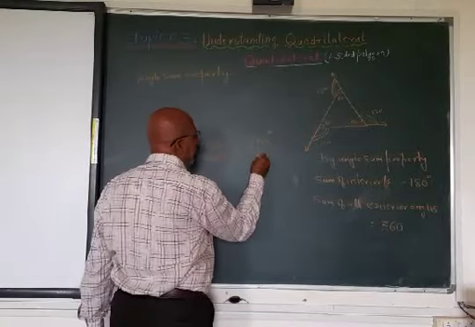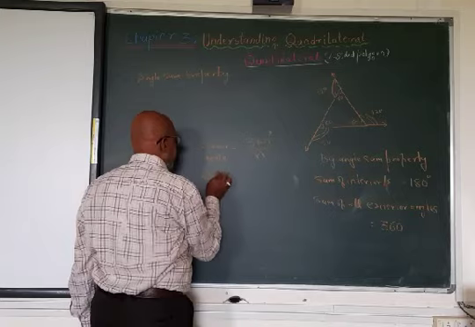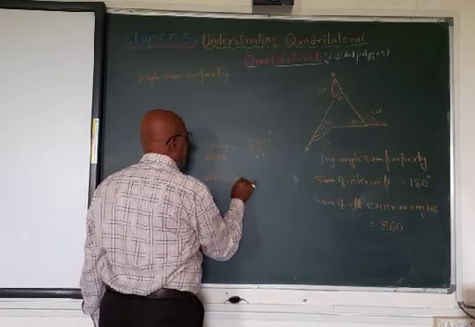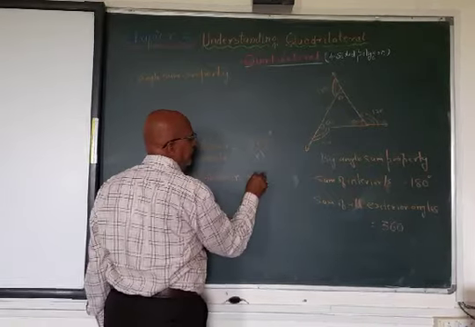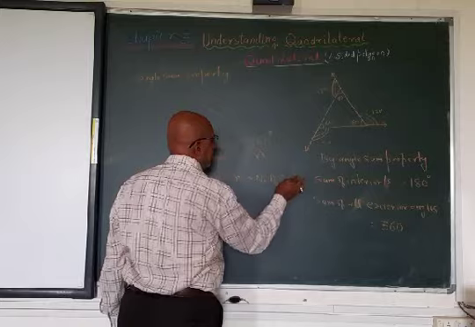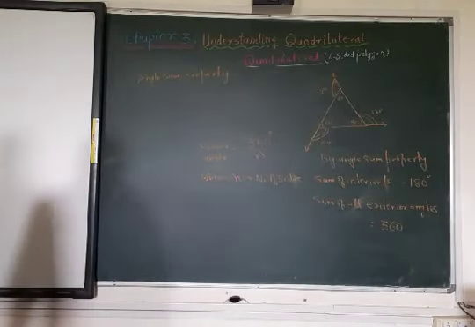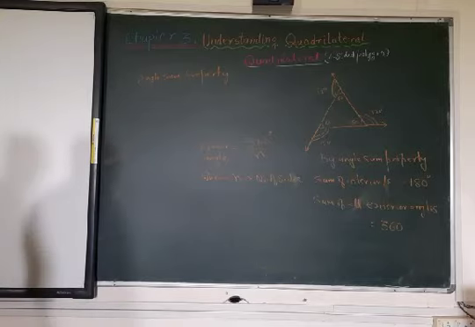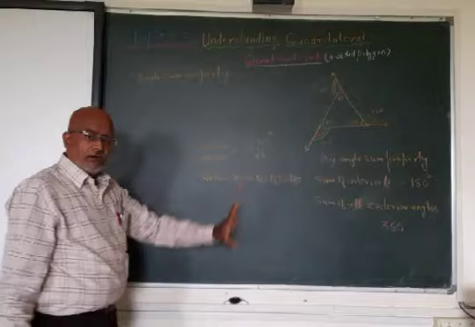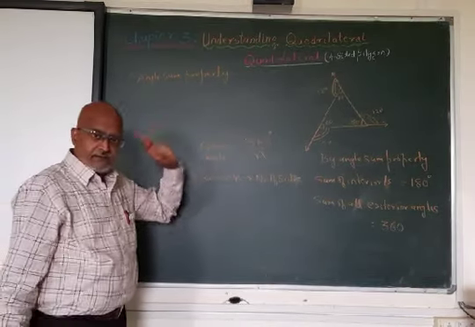Exterior angle equal to 360 upon n, where n is the number of sides. N is nothing but the number of sides. Got it clear? So this way we got one formula, that is, the exterior angle is this.